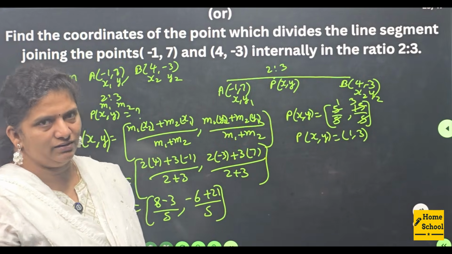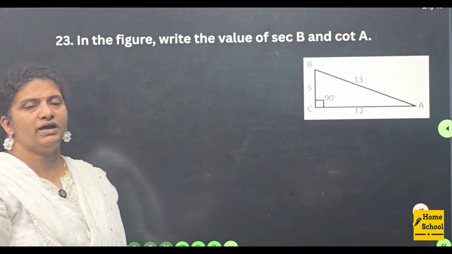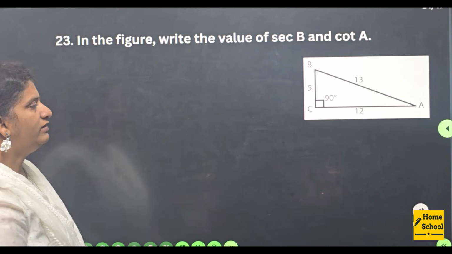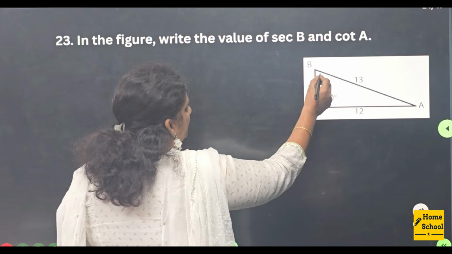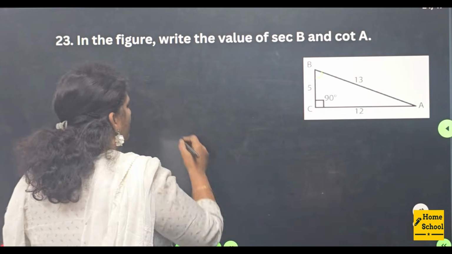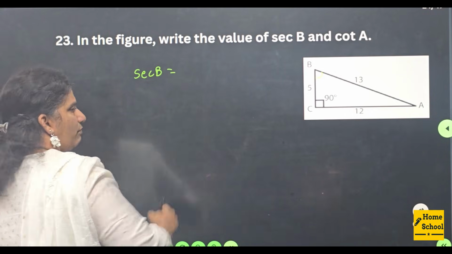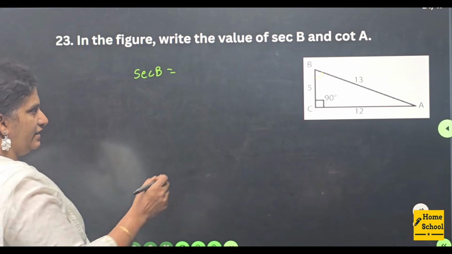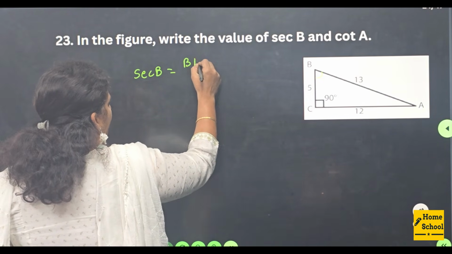1 comma 3. 23. In the figure, the value of sec B and cot A. You can observe a right angle triangle. Angle A and B are acute angles. Now secant B means from this angle observe. What is secant theta ratio? Secant B is hypotenuse by adjacent. What is hypotenuse here? BA or AB you can write.